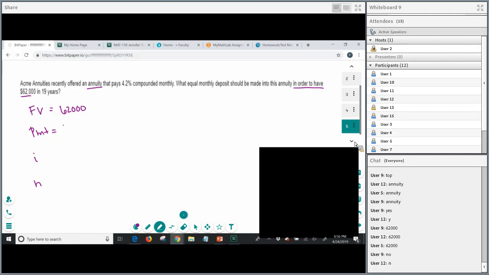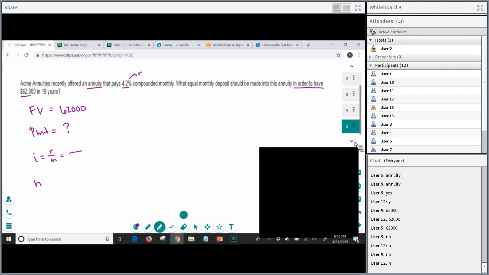They did not give us the payment, right? Nowhere in this question do I see anything about a payment. Okay, so I don't know what the payment is yet. Did they give us I? They did not give us I, right? They gave us this 4.2%, but again, that is R, okay? So remember, I is equal to R over M.